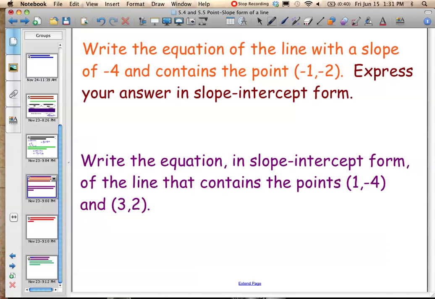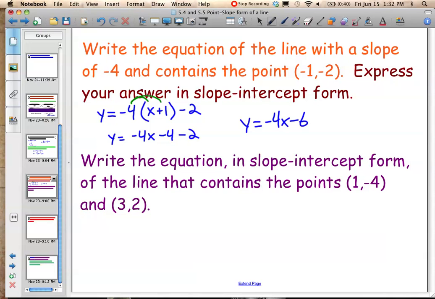Let's keep going. Write the equation of the line with a slope of negative 4 and contains the point negative 1, negative 2. And then express the answer in slope-intercept form. Okay, so we'll play with that a little bit. Well, we go to our point-slope form. Here's our slope. The sign of the x value changes. The y value stays the same. Now again, this is point-slope form, so let's distribute and see what we get. We're going to get y equals negative 4x minus 4 minus 2. Combine some like terms. Done.